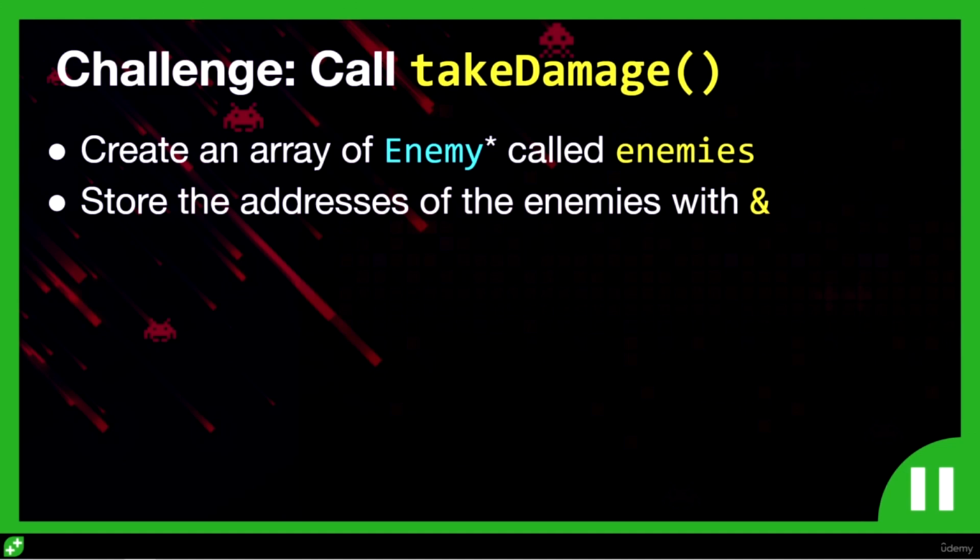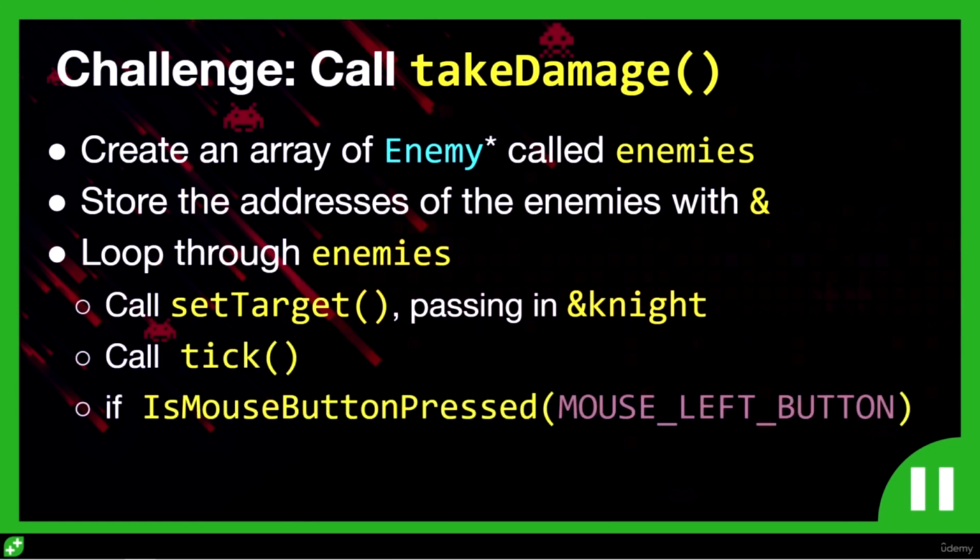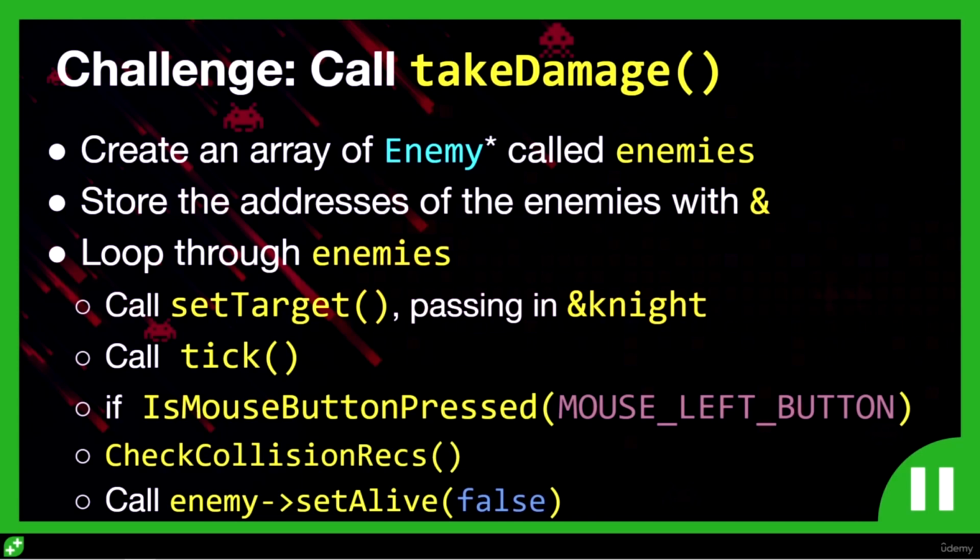Now for all the actions we perform on the Goblin, instead we're going to loop through the enemies array and perform that action on each enemy. Make it easy on yourself by using a range-based for loop. This involves calling setTarget, passing in the address of the knight. It also involves calling the tick function. And finally, in our if mouse button pressed if statement, where we check CheckCollisionRecs with the Goblin, we're going to loop through the enemies and check CheckCollisionRecs for each enemy. And if the weapon collision rec is overlapping with that enemy, we'll call its setAlive function passing in false. Pause the video and do this now.